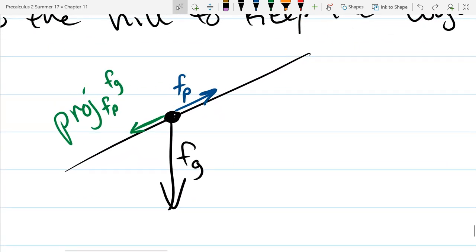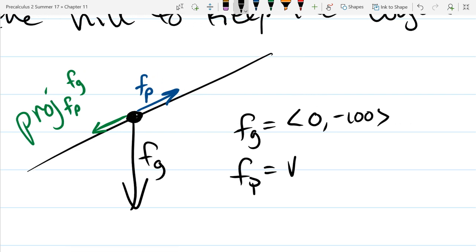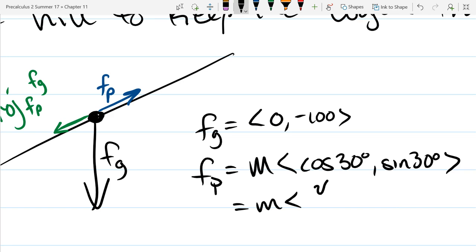So let's write down what these vectors are. Let's start with the gravity, the easy one. It's 0 in the x, negative 100. And Fp, I don't know the magnitude, so I'll just leave it m for magnitude. But I do know the direction it's going, and this is polar coordinates, so we're having cos of our angle, 30 degrees, sine 30 degrees, and we can write down those values pretty easily. Cos 30 is square root 3 over 2, comma 1/2.